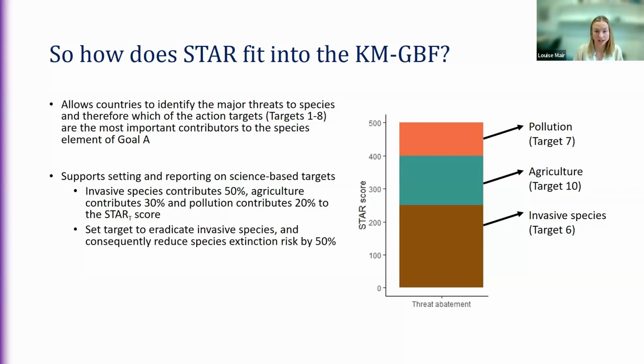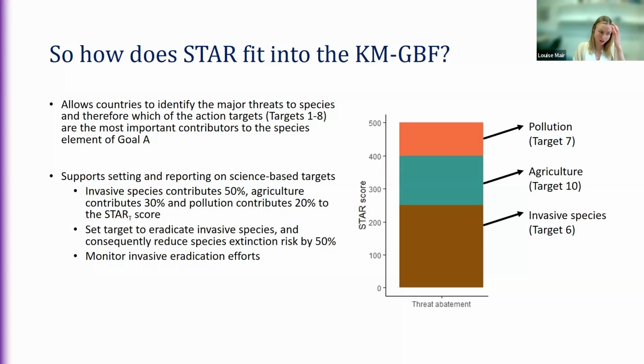You might therefore decide that the most feasible action, and also the action that would result in the greatest impact, is to eradicate invasive species. So your target is to achieve 50% of that threat abatement score. Your target is to eradicate invasive species, and consequently, you expect achievement of that target to result in a reduction of species extinction risk at the site of 50%. So that's how they all link together. That's how the threat intensity links to species extinction risk.